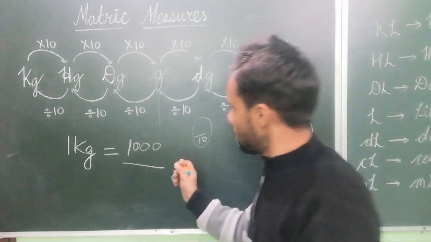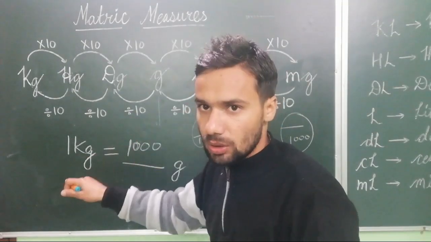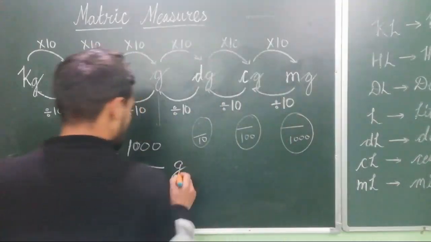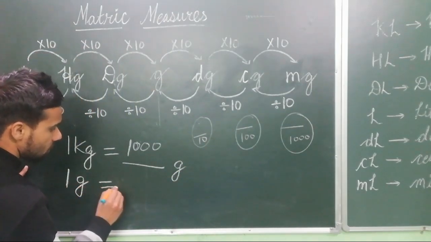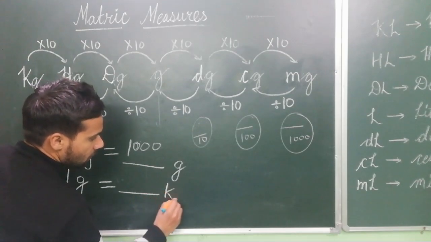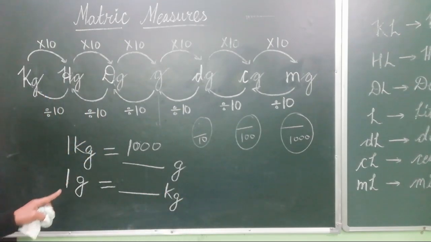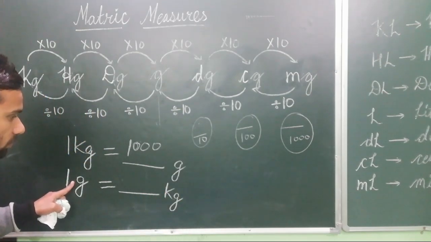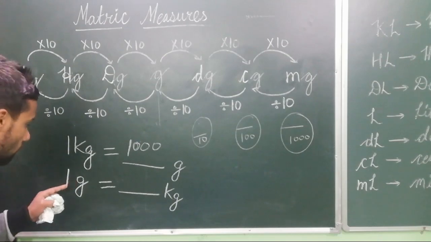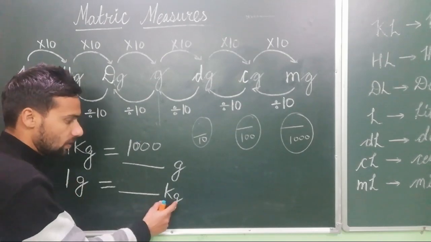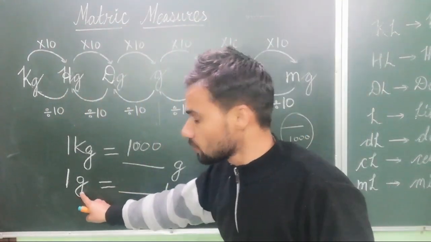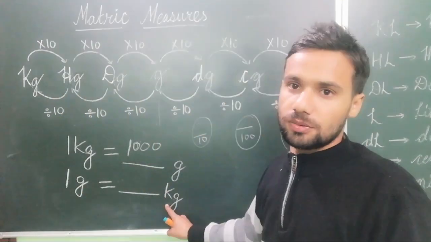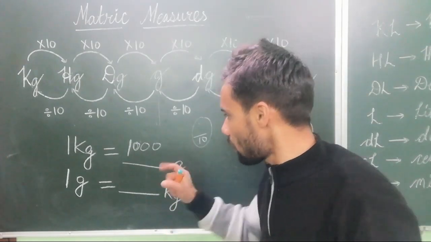Same, if you want to convert gram into kilogram, then what do you get? 1 gram is equal to dash kilogram. You want to find the kilogram here. So what is the question? You want to convert a small unit into a large unit. Is it okay? So how can you convert?